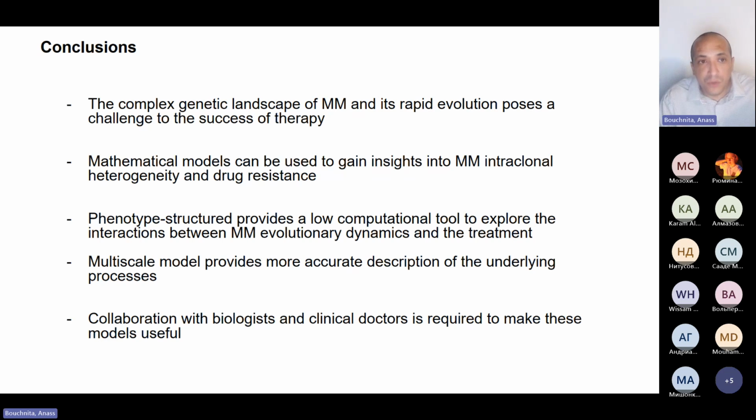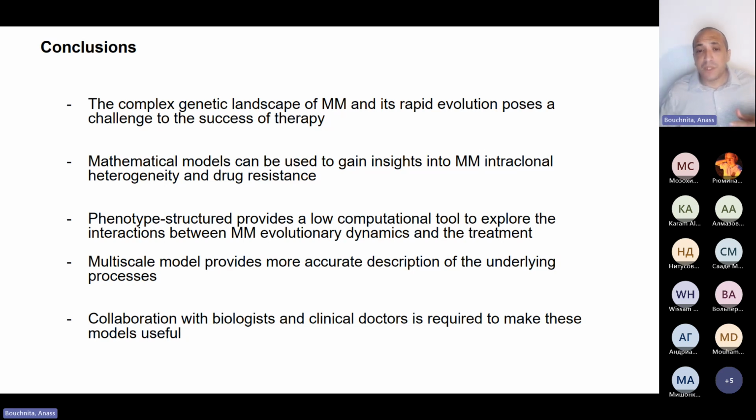Okay, so I will finish with some conclusions, and one important thing to underscore is that this topic is very important because intraclonal heterogeneity is what causes drug resistance in multiple myeloma. And unfortunately, multiple myeloma is now considered to be an incurable disease, although there are a very few cases where there was a complete recovery. But there is a very low chance of recovery. And so I think this is a very important topic to study, to try to understand the implications of intraclonal heterogeneity and the interaction between the evolutionary dynamics and the treatments.